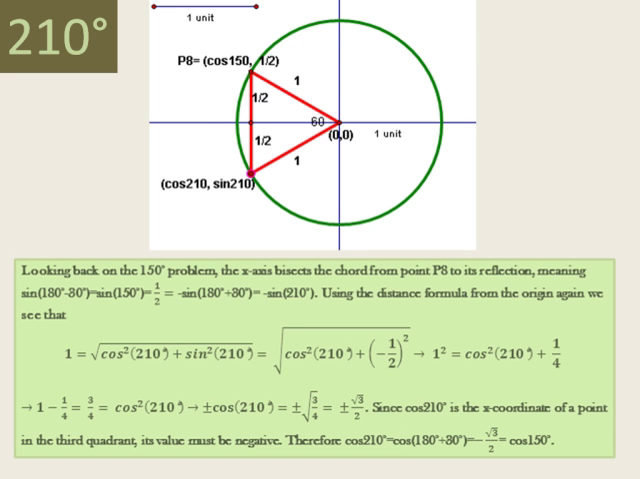Looking back on the 150 degree problem, the x-axis bisects the chord from point P8 to its reflection, meaning sine of 180 minus 30, which is the sine of 150, equals 1/2, which equals negative sine of 210 degrees. Using the distance formula from the origin again, we see that plus or minus cosine of 210 degrees equals plus or minus square root of 3 divided by 2.